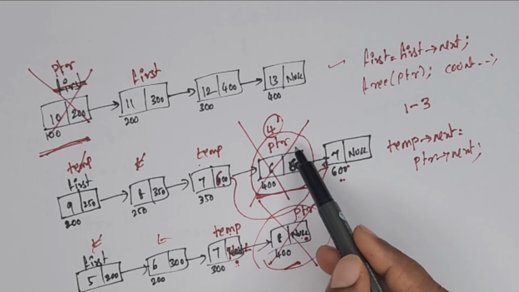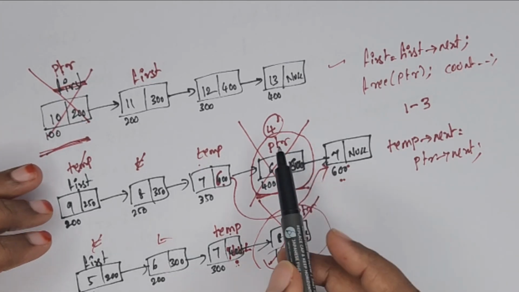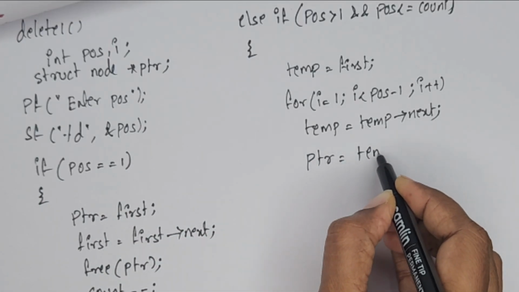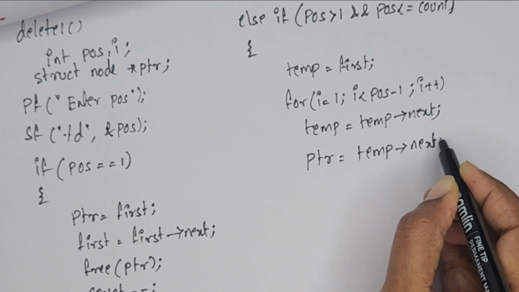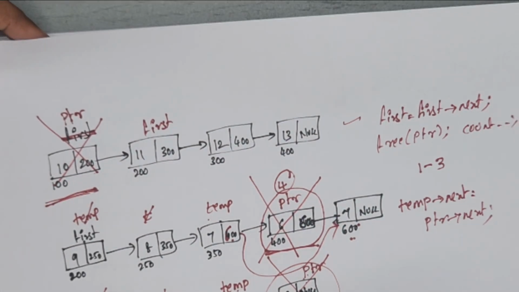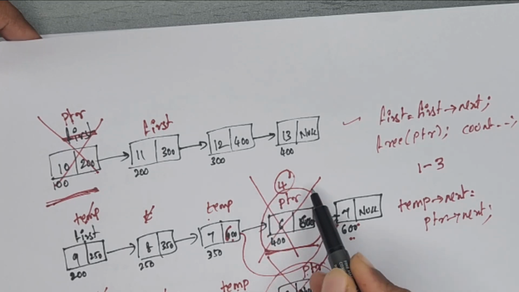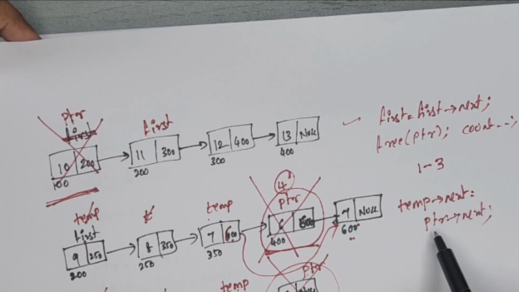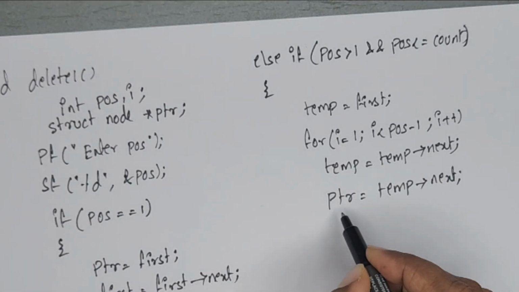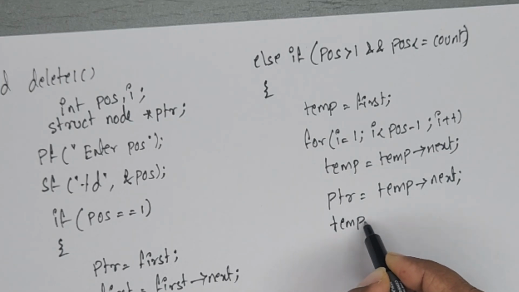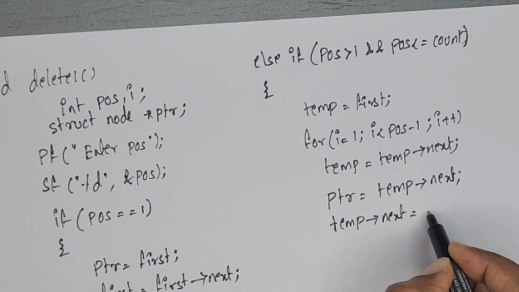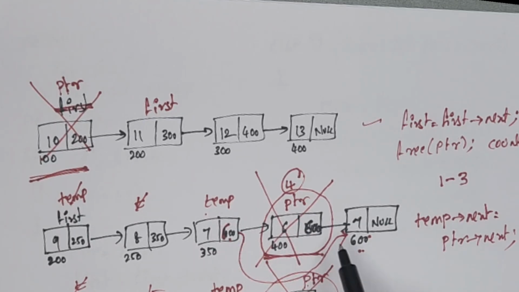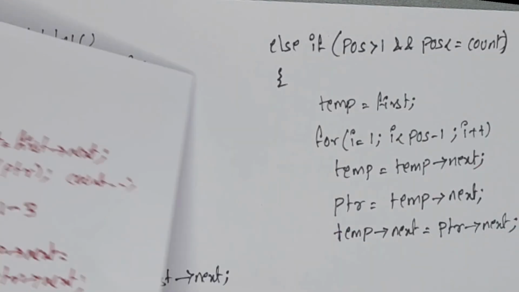Next, whatever node you are removing is assigned to PTR. Now temp of next node is assigned to PTR: PTR equals temp of next. Now we have to remove this PTR. Once you remove the PTR, the PTR of next node becomes temp of next. See, temp of next equals PTR of next. PTR of next will be assigned to temp of next. Now we can remove this PTR.